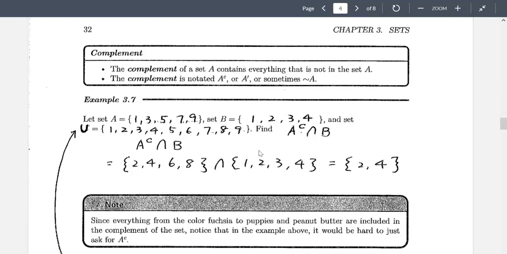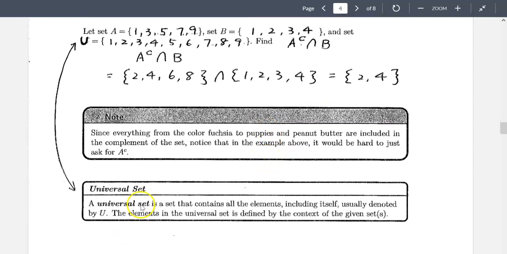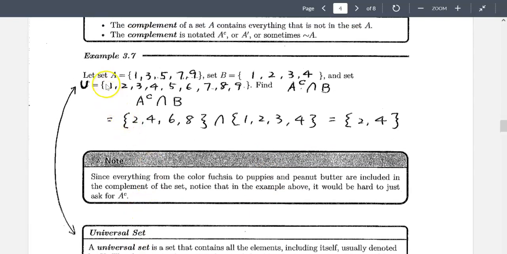So, for example, if A is 1, 3, 5, 7, and 9, and B is 1, 2, 3, 4, and the union, now this U right here is called a universal set. Now, universal set is the larger set that set A and B both belong to. Okay, so how do you find a complement?